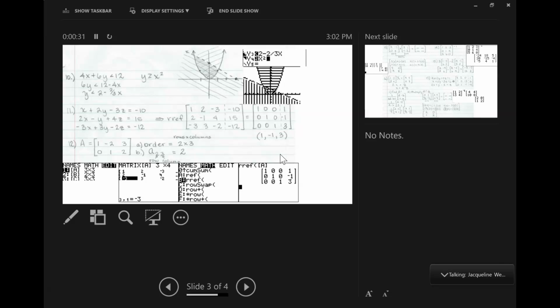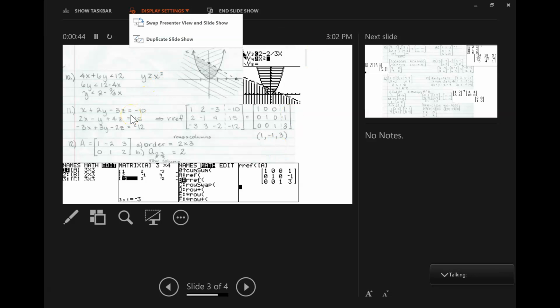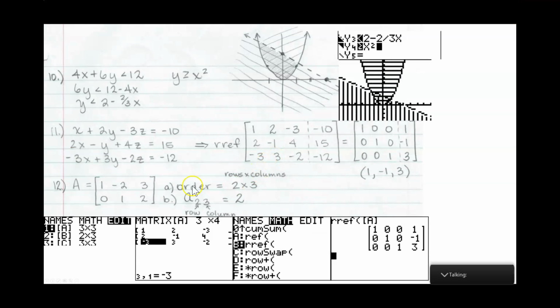And that was to take the system and rewrite it as an augmented matrix. Remember, that's just where you pull the numbers out, right? Okay, so we can take the system that they give us, and we can pull out just the numbers. So when we pull those out, that creates our augmented matrix.